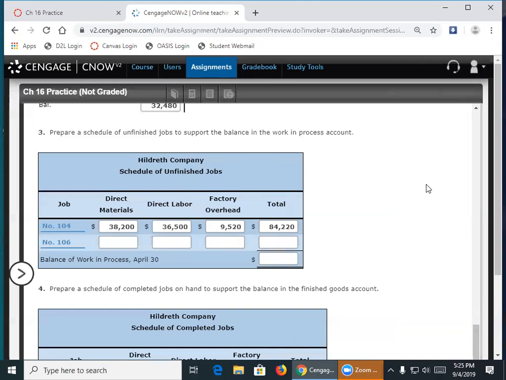106 had 18,000 in materials, 18,700 in direct labor, and overhead was 6,960. So 106 total cost was 43,660.